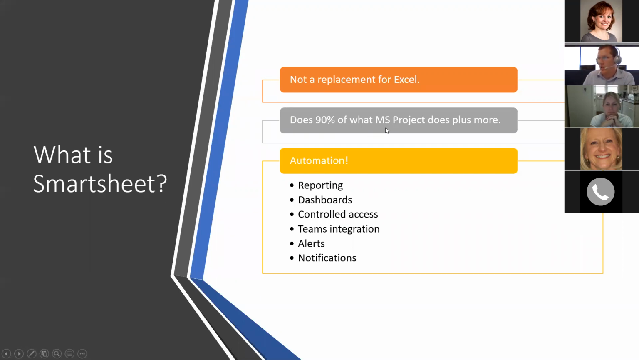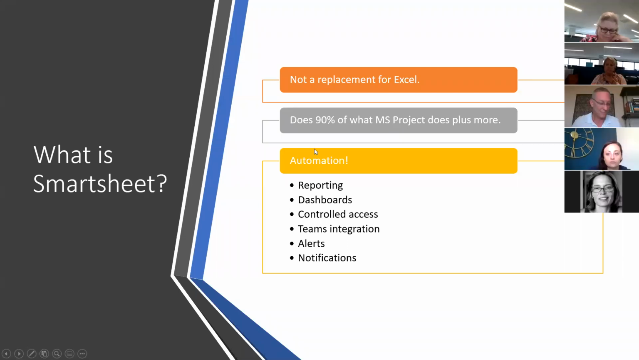It also does a lot of what Microsoft Project does. It does probably 90% of what Microsoft Project does and more. It does project management stuff. The biggest thing that Smartsheets does is automation. So you can integrate it with Teams so that it shows up as a tab in Teams. You can control access to your sheets. You can build these dashboards that you're going to see. It does all types of reporting to make your life easier.